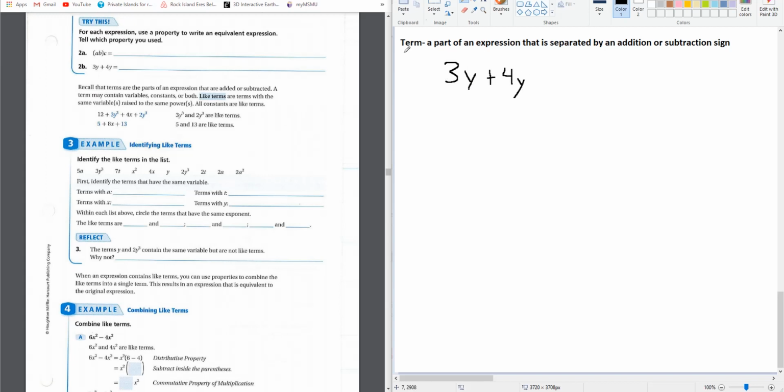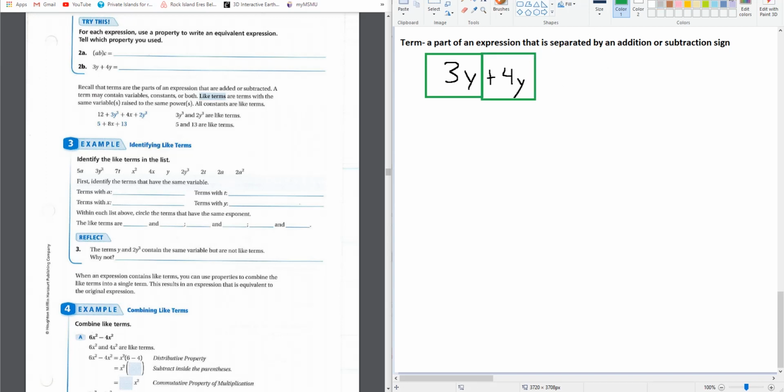If I were to separate these into terms, I would have to stop at every addition or subtraction sign. So here's one term. I stopped at the addition sign. And then here's another term. I stopped because there's nothing left, and that's the end. So this has two terms.